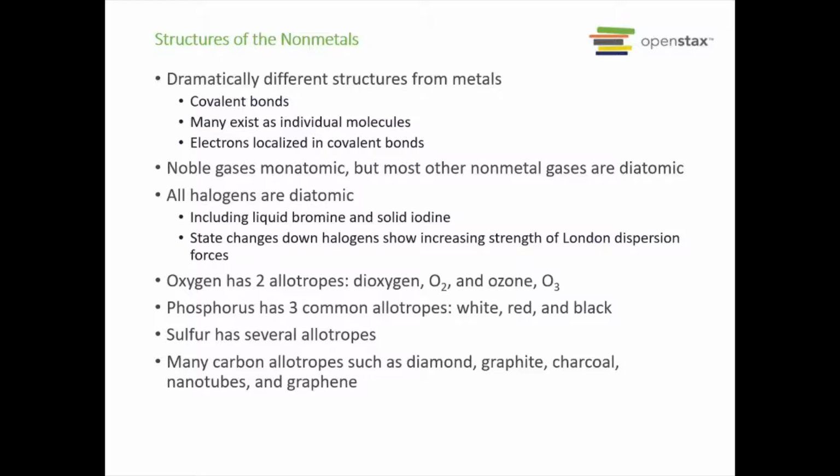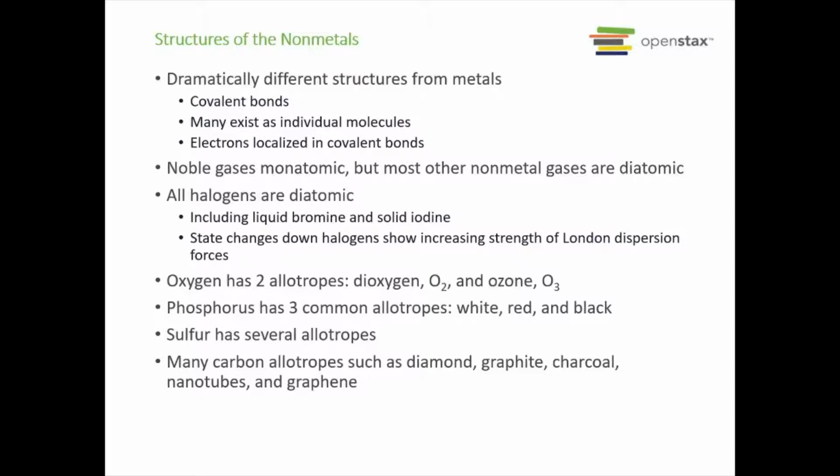So when it comes to structures of nonmetals, they're super, super different from the metals. They have covalent bonds, some of them exist as individual molecules, and you have electrons that are localized in covalent bonds. Whereas in ionic compounds, the electrons are delocalized throughout the whole solid, so they're all over the solid.